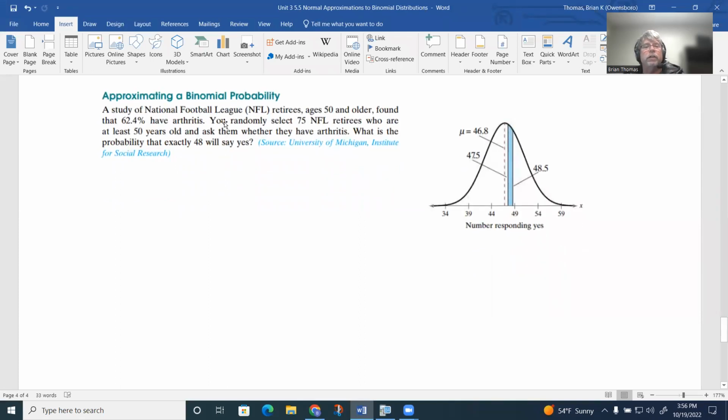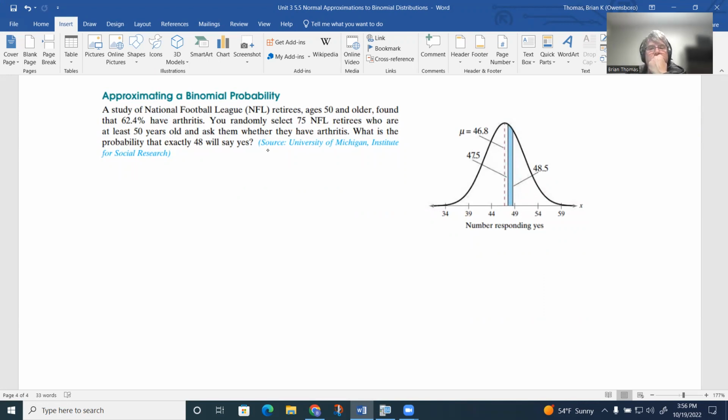So a study of National Football League retirees ages 50 and older found that 62.4% have arthritis. When you randomly select 75 NFL retirees who are at least 50 years old and ask them whether they have arthritis, what is the probability that exactly 48 will say yes?